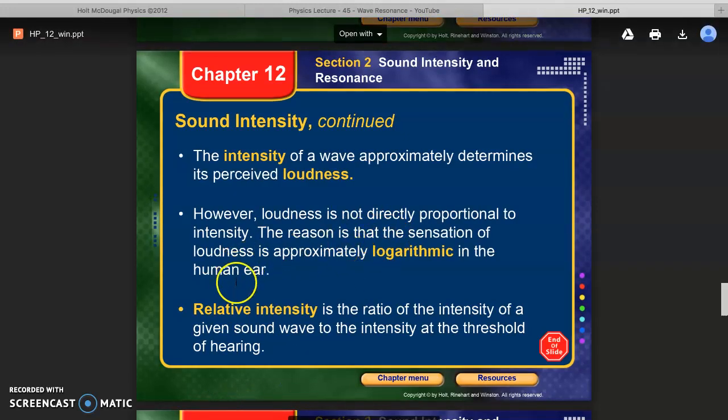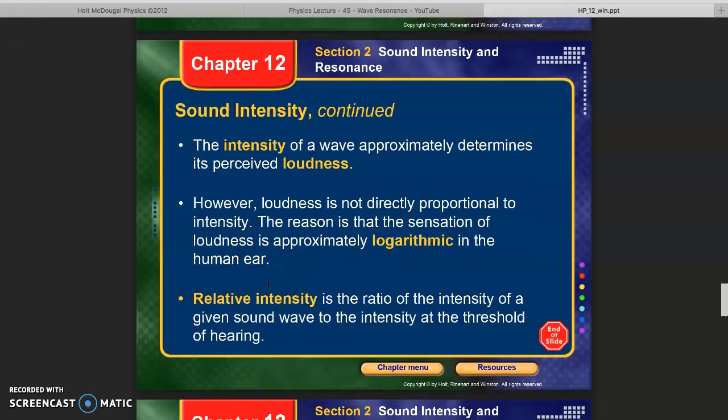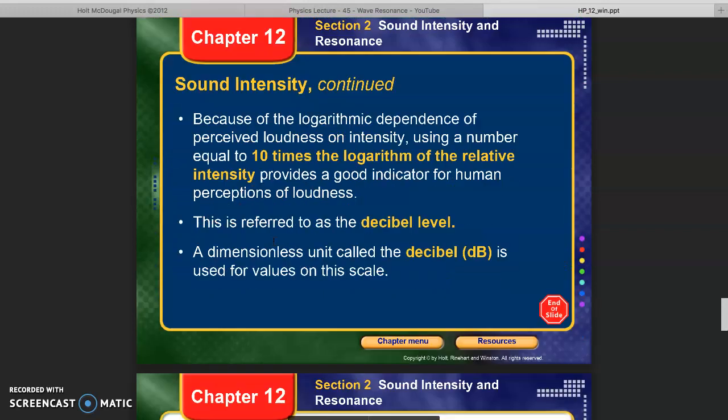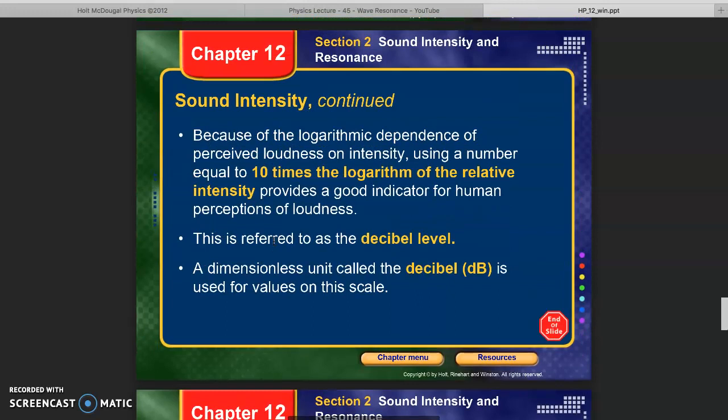The reason is that the sensation of loudness is approximately logarithmic in the human ear. So relative intensity is the ratio of the intensity of a given sound wave to the intensity at the threshold of hearing. So it's not a linear function when you graph it. It's pretty much a logarithmic function. Because of the logarithmic dependence of perceived loudness on intensity, using a number equal to 10 times the logarithm of the relative intensity provides a good indicator for human perception of loudness. So when you have the intensity, you multiply 10 times the log of the relative intensity, and that gives you a perception of loudness to be able to compare it to another loudness.